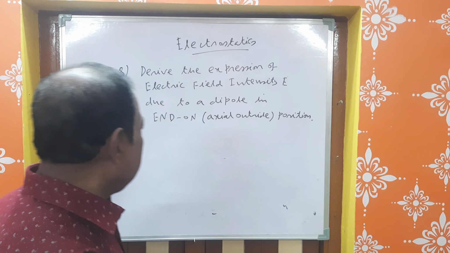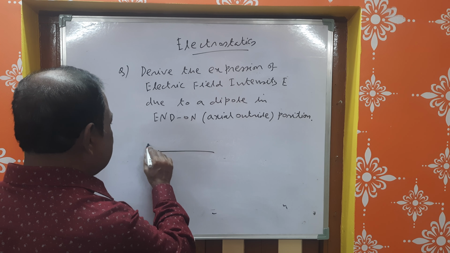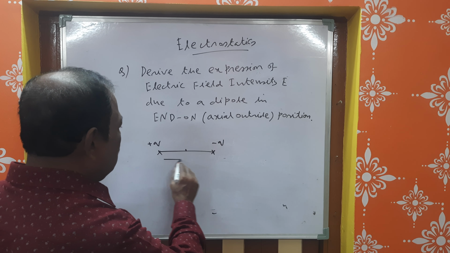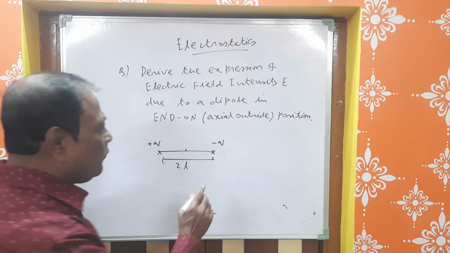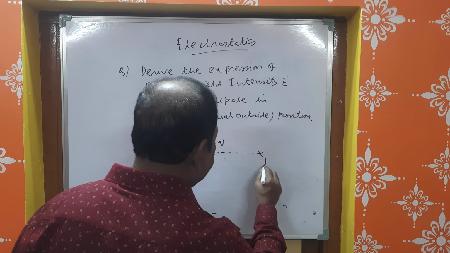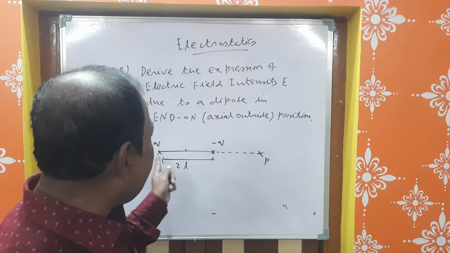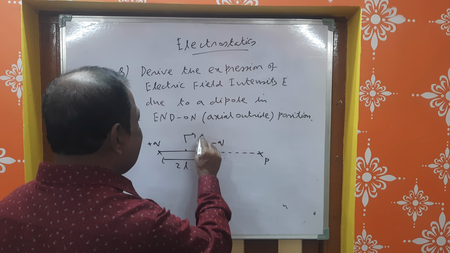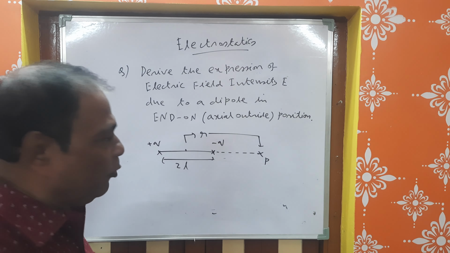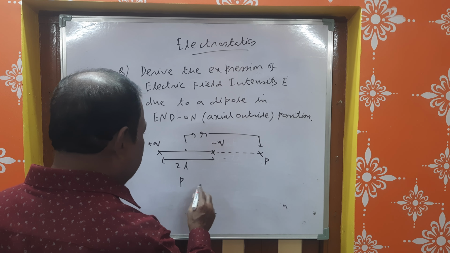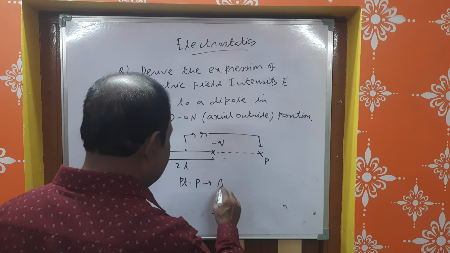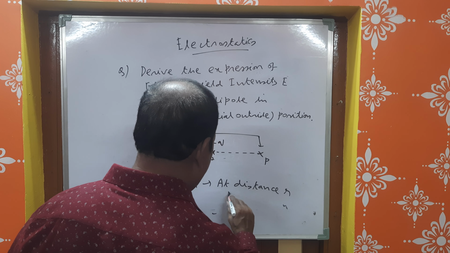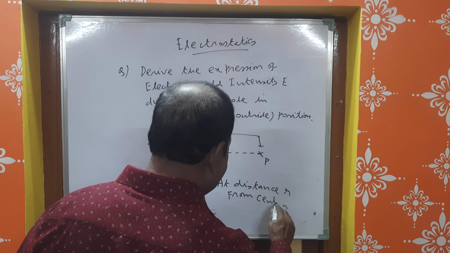Very important question. This is a dipole. This is plus q, this is minus q. This is the center of the dipole. Total length is 2l. You have to find the intensity at point P. P is axial outside, on the axis. And P is at distance r from the center of the dipole.